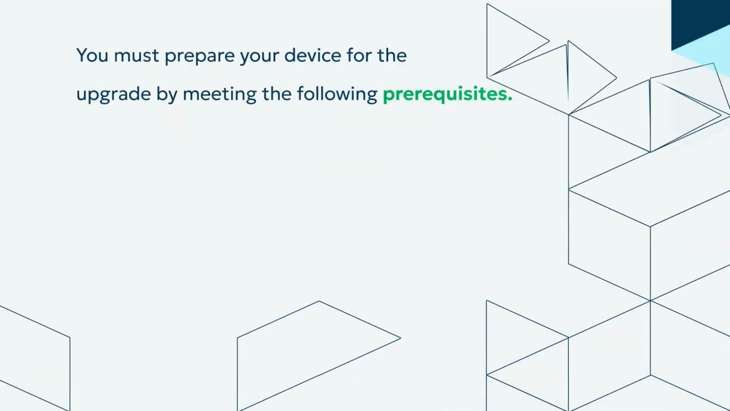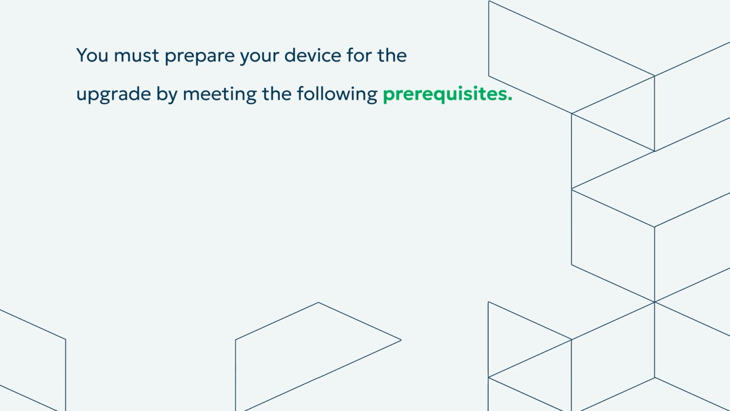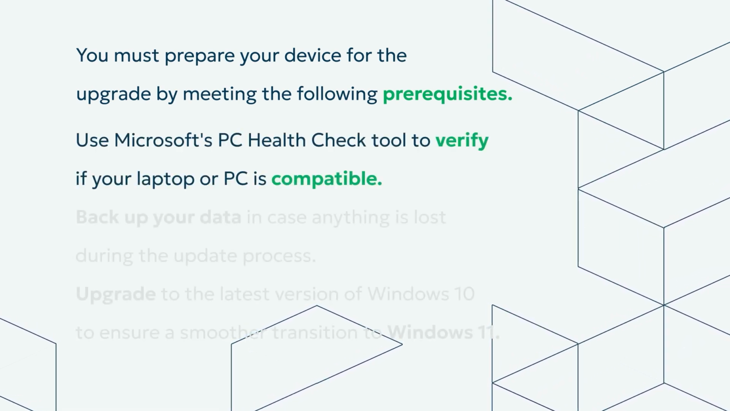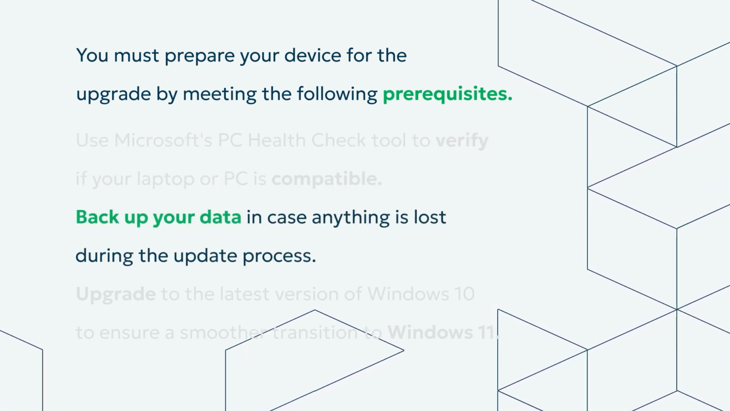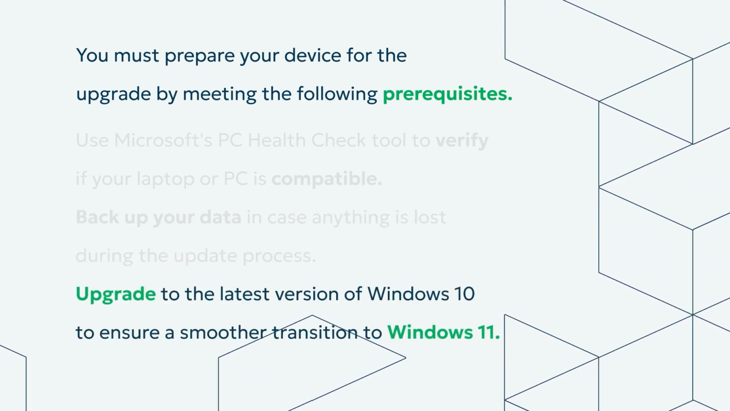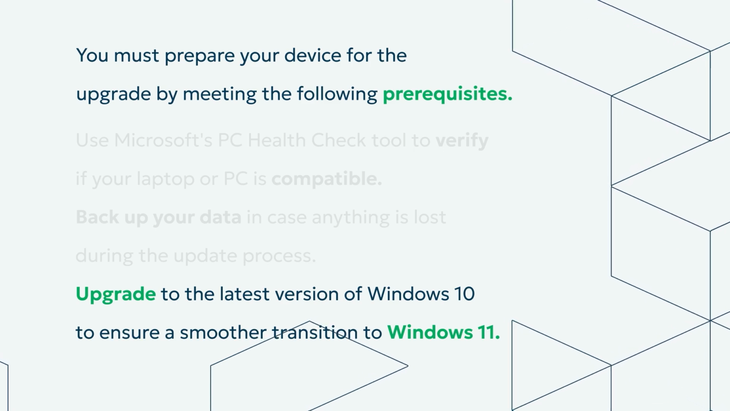Requirements before upgrading from Windows 10 to 11. To start, you must prepare your device for the upgrade by meeting the following prerequisites. First, use Microsoft's PC Health Check tool to verify if your laptop or PC is compatible. Then, back up your data in case anything is lost during the update process. Finally, upgrade to the latest version of Windows 10 to ensure a smoother transition to Windows 11.